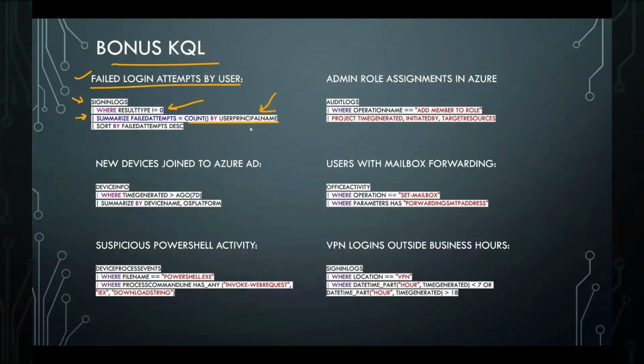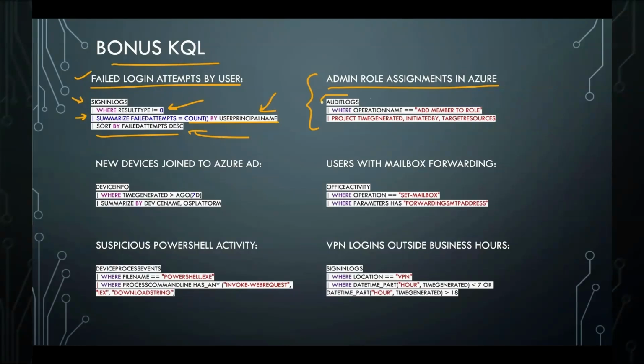So this is going to show the user principal name who have the most failed login attempts, and then sort by failed attempt descending. Next we have admin role assignment in Azure. So this is an auditing KQL query.